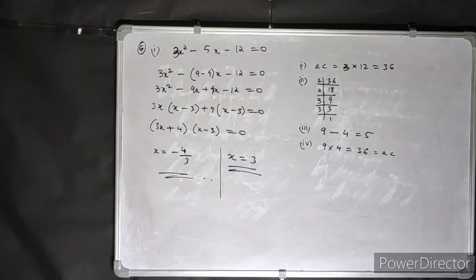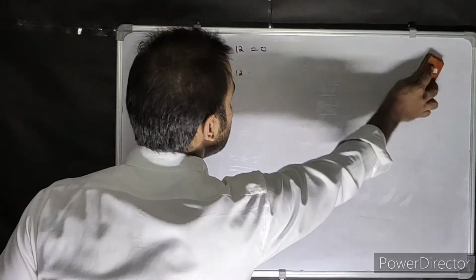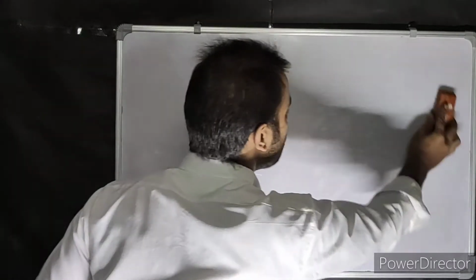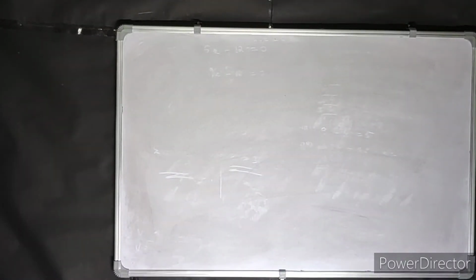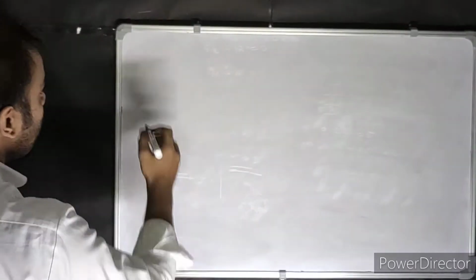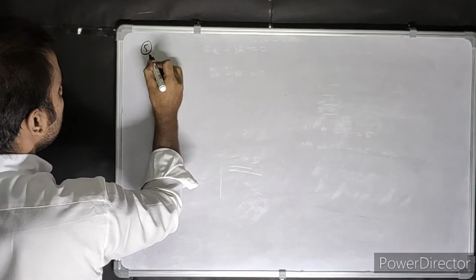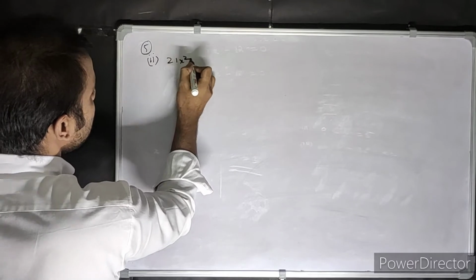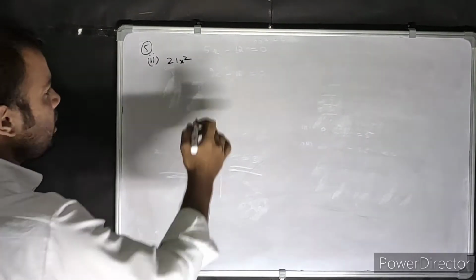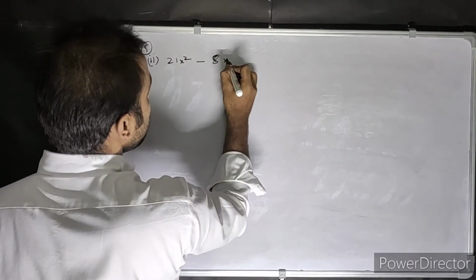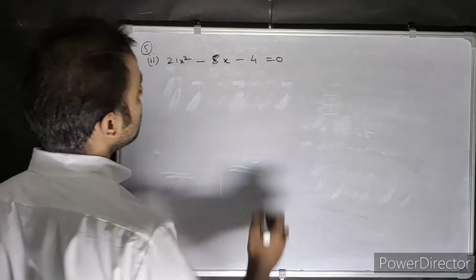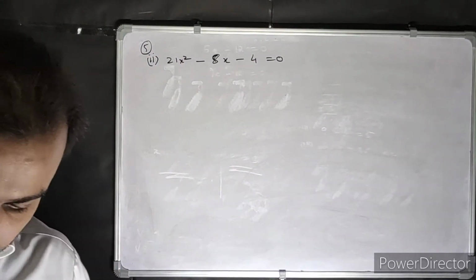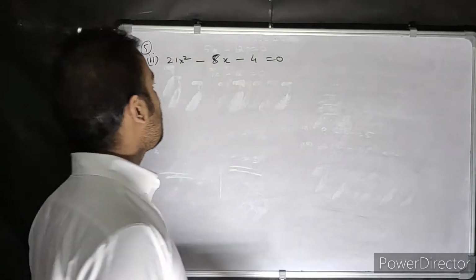By now you all have done so many middle term breaks. Let's do one more the same way. Let's do another 2-3 more the same way so that you can understand even better. So let's do question number 5 part 2, and question number 5 part 2 looks like a big one. Okay, so question number 5 part 2, everybody, that's 21x square minus 8x minus 4 equals to 0. 21x square minus 8x minus 4 equals to 0.